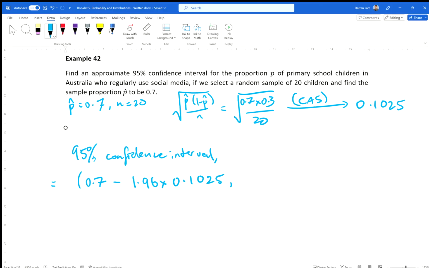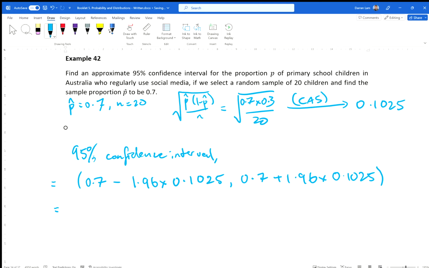However, 0.1025 is a rounding already, so please make sure you use the original square root, 0.7 times 0.3 over 20, in your calculations. Of course, the other one is going to be 0.7 plus the exact same thing. There's no issue with you writing the rounded value, just make sure your final answer was found using the exact value.